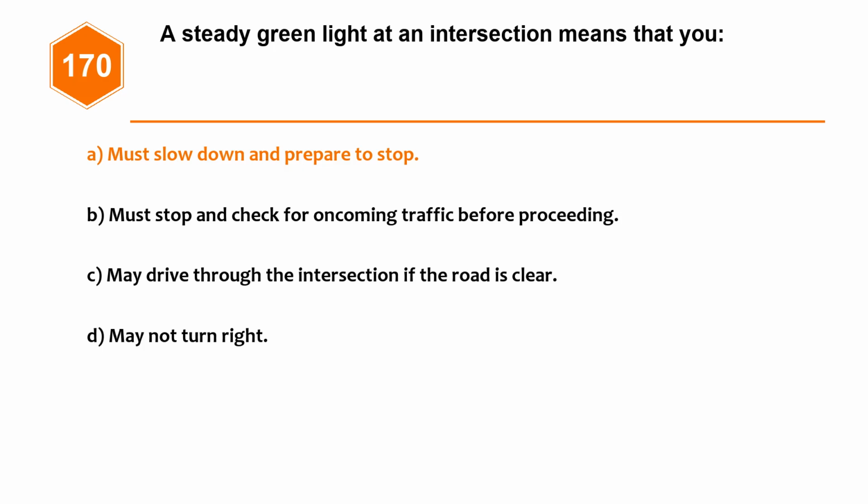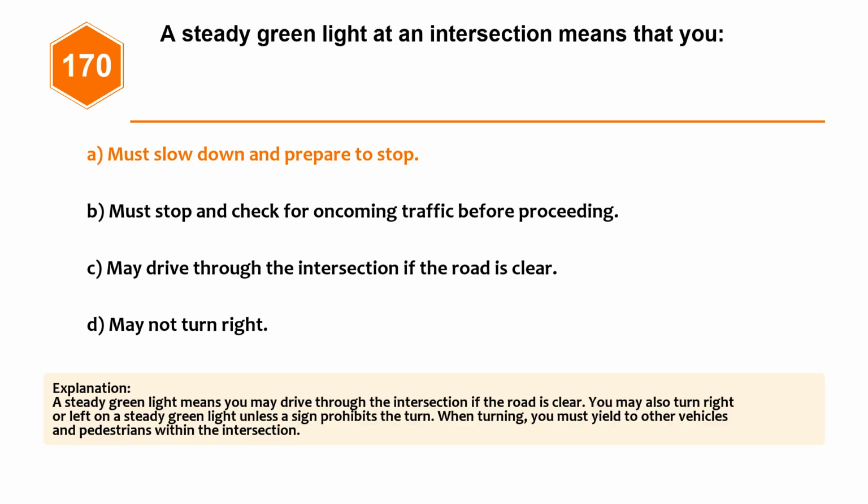The correct answer is option A. Must slow down and prepare to stop. Explanation. A steady green light means you may drive through the intersection if the road is clear. You may also turn right or left on a steady green light unless a sign prohibits the turn. When turning, you must yield to other vehicles and pedestrians within the intersection.